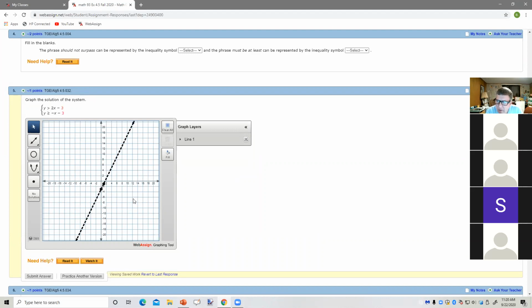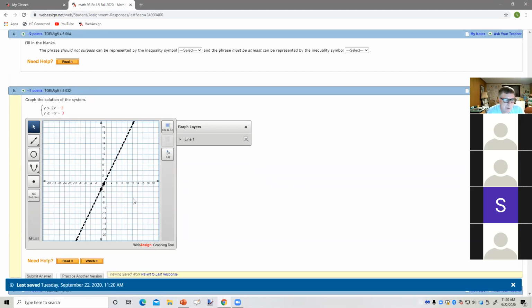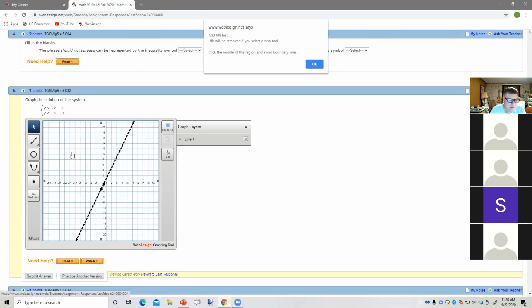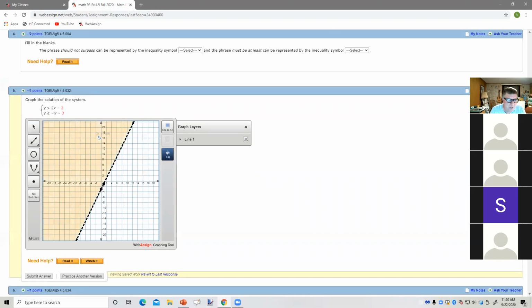Now, here's the deal. If I was just graphing y greater than 2x minus 3, I would go ahead and fill this piece over here. But I've got a second line to do, and that's why whenever I click on the fill, that little thing comes on up there telling me I'm actually going to wait to do the fill. Okay? Now, let's take the y is greater than or equal to negative x minus 3.